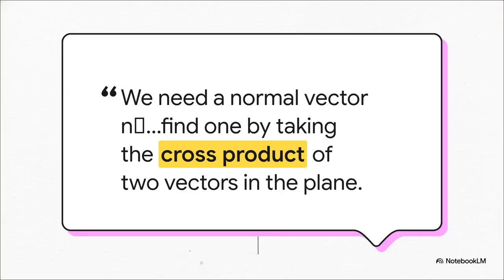We'll start by creating 2 vectors that actually lie flat in the plane. For instance, we can make a vector from point P to point Q, and another one from P to R. Then, and here's the magic, we take their cross product.